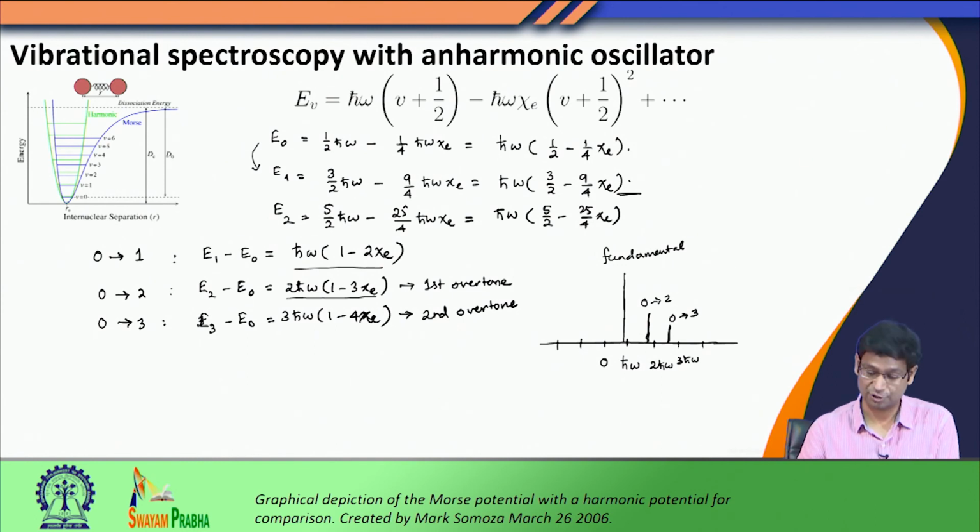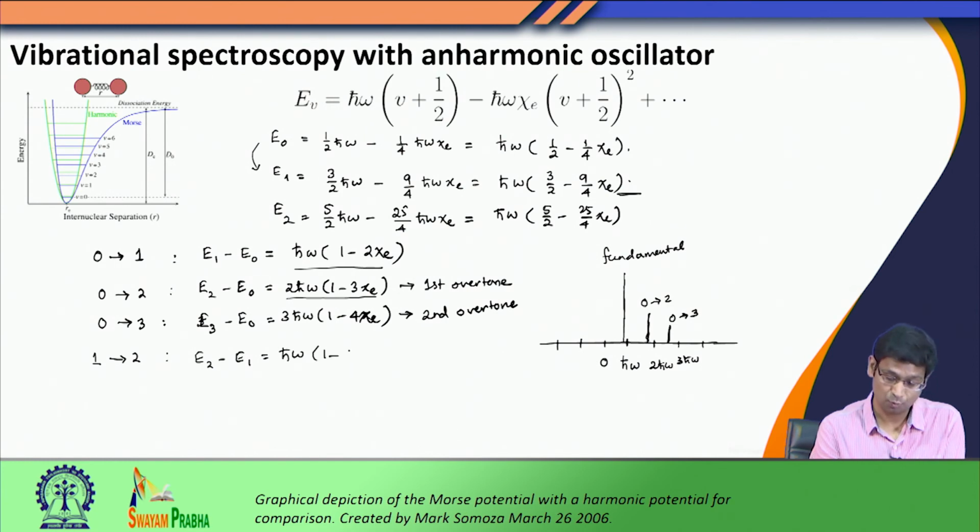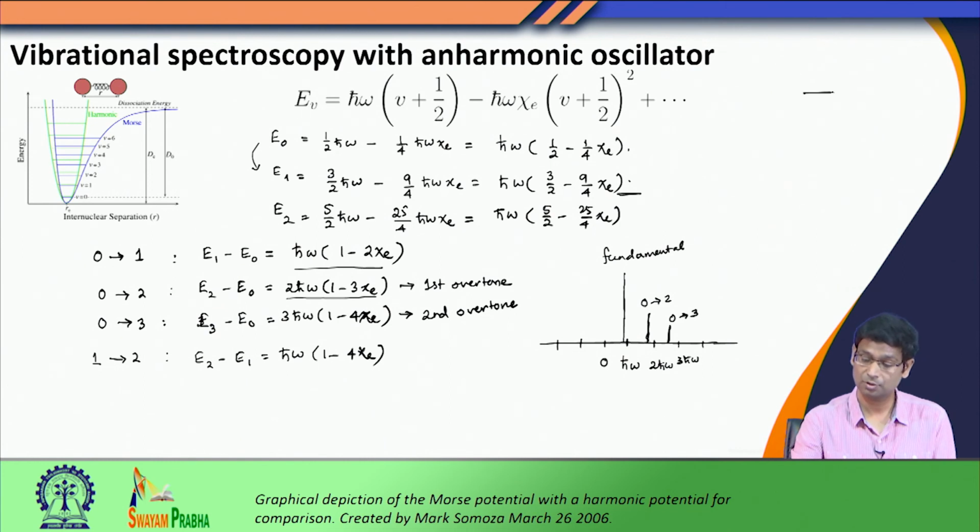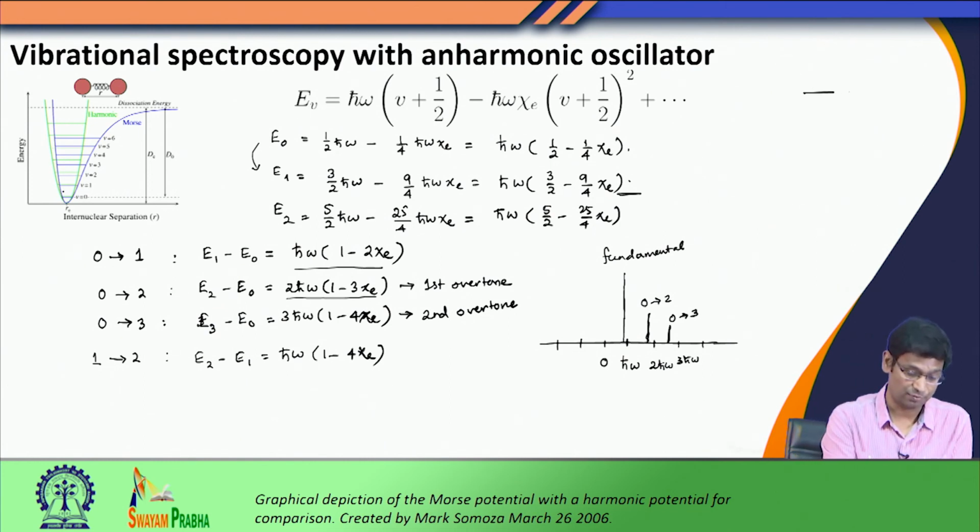There is one interesting feature. Suppose we want to consider the 1 to 2 transition. If we try to find E2 minus E1, this would come out to be h bar omega times 1 minus 4 chi e. So, this is 0 to 1, the fundamental, 0 to 2, the first overtone. I am now considering 1 to 2.